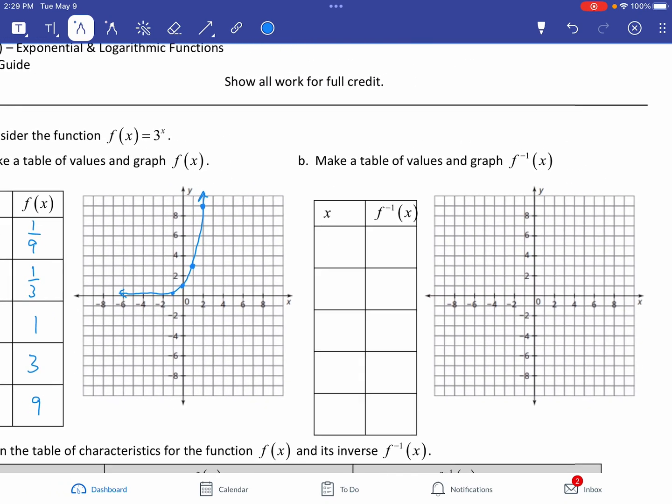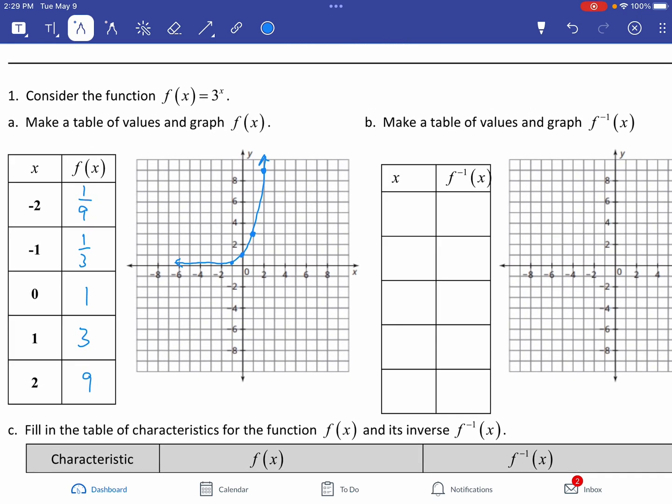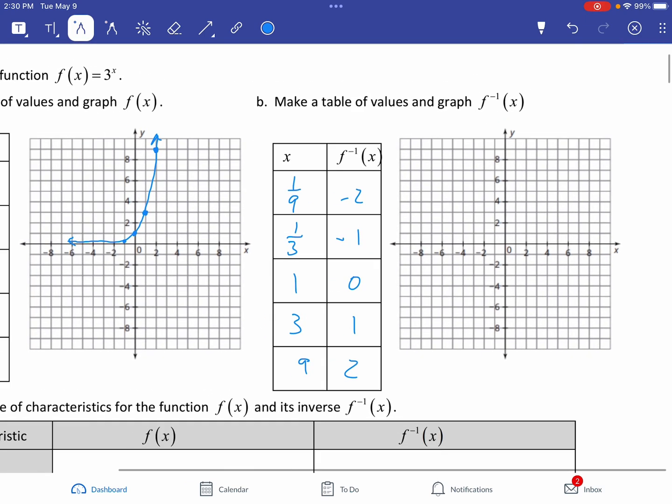Okay. Now if I want to do the inverse of that graph, I'm going to take the x values and put them in for the y section of the table. I'm going to take the y values and put them in for the x. So my y values were 1 over 9, 1/3, 1, 3, and 9. My x values are negative 2, negative 1, 0, 1, and 2. Now I can graph those points for my inverse. So again, I'm just going to do the 1/3 and negative 1, which is about there. I can do 1, 0, 3, 1, and 9, 2. My graph will look like this.